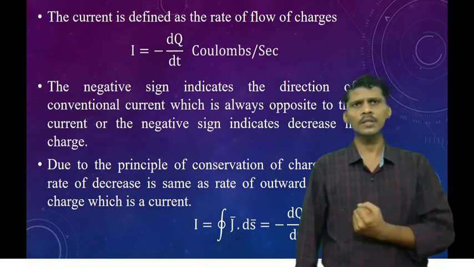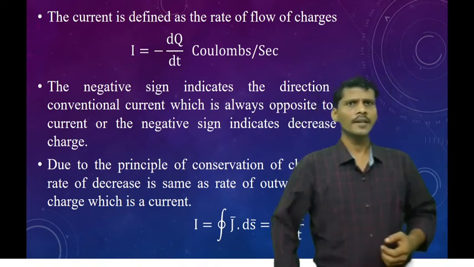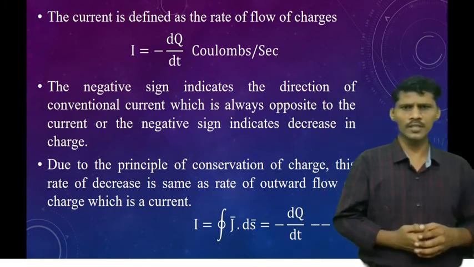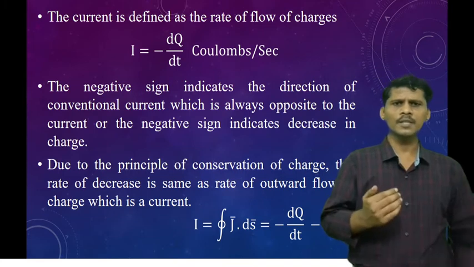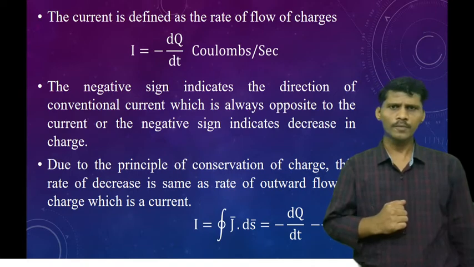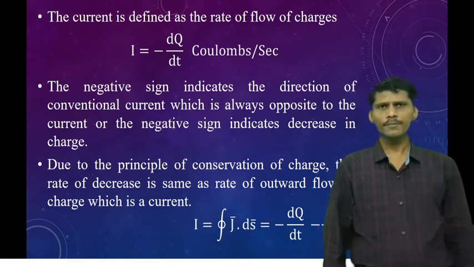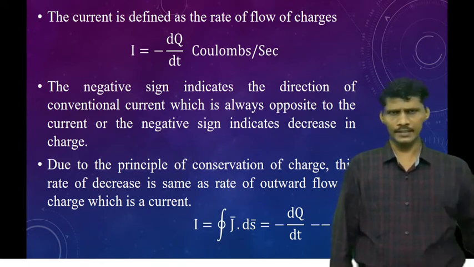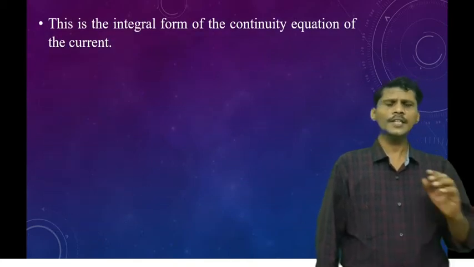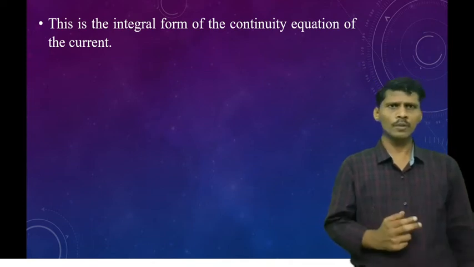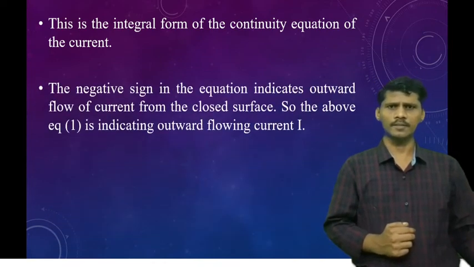What is the principle of the conservation of the charges? Charges can neither be created nor be destroyed. So due to this principle, the rate of decrease is the same as the rate of outward flow of the charge, that is current. Therefore, current I is equal to the closed surface integral of J bar dot ds bar, which is equal to minus dq by dt. That is equation 1.